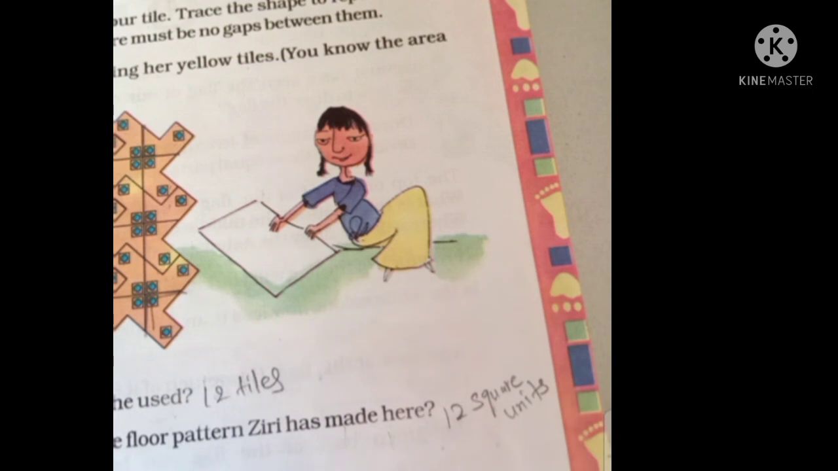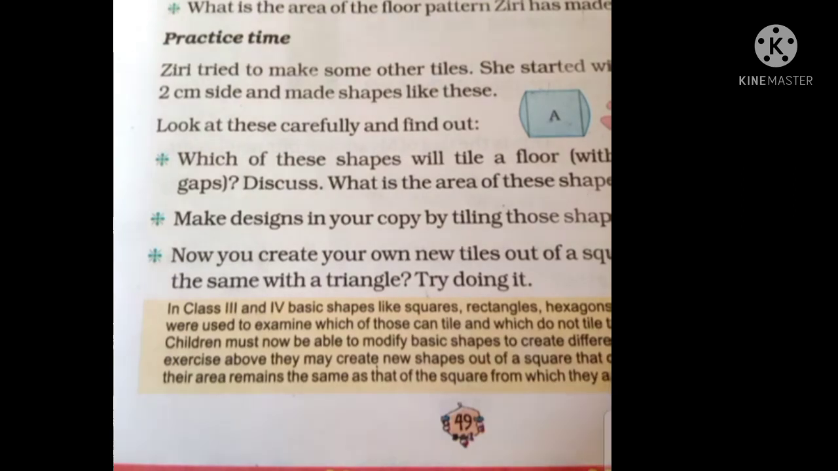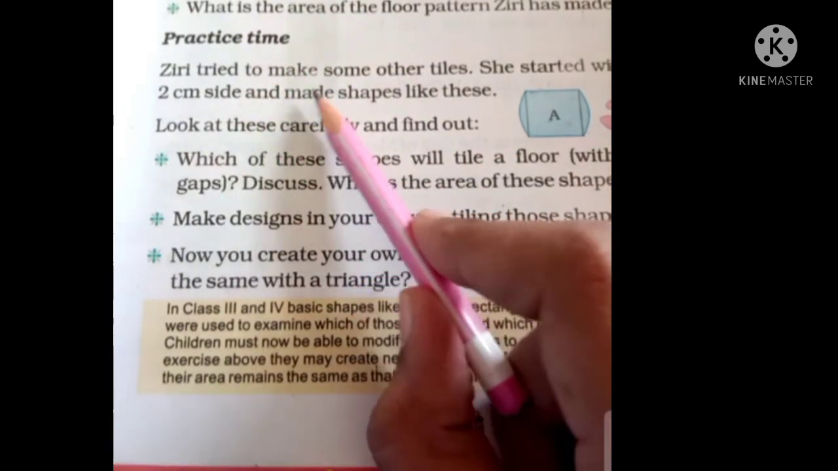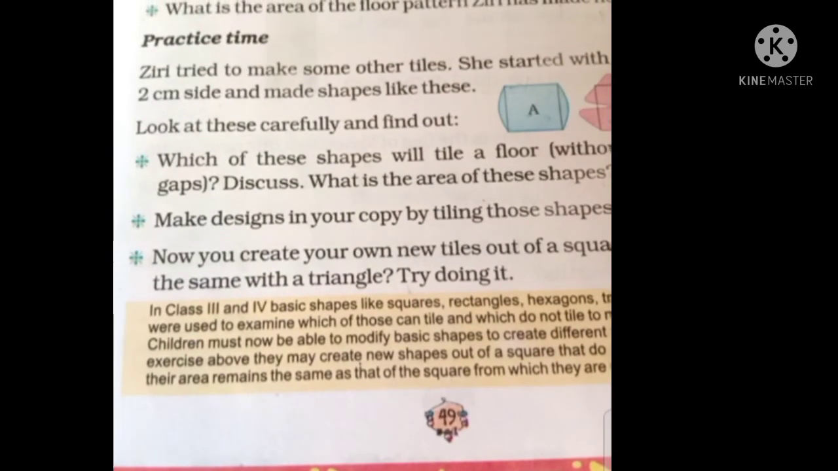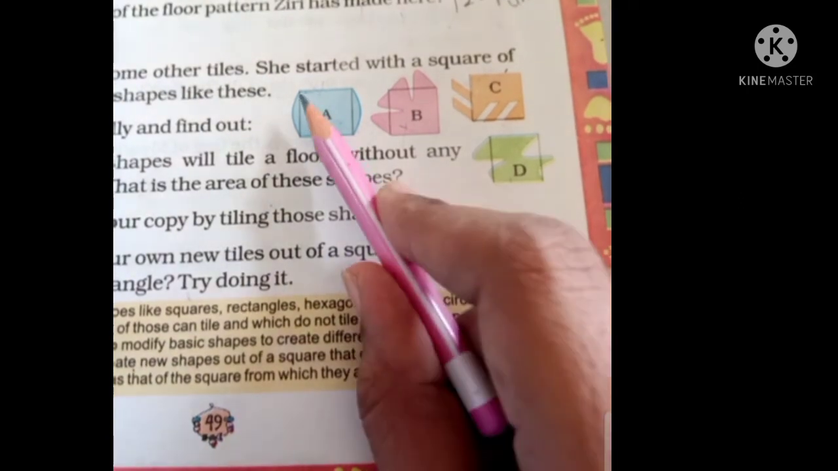See, this is practice time. Ziri tried to make some other tiles. She started with a square of 2 centimeter side and made shapes like this. Okay, so here she made some tile patterns, in which she used 2 centimeters. Each side measurement is 2 centimeter and she has made different kinds of tiles. The names are given A, B, C, D, right? So what are our questions? Look at this carefully and find out.